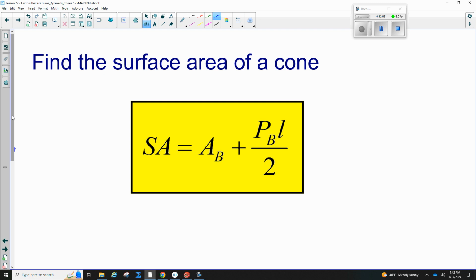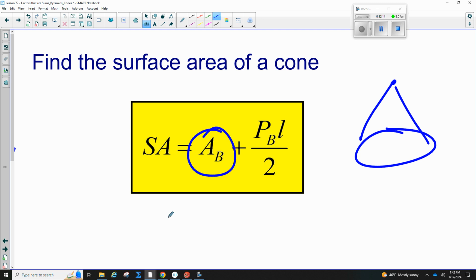So the main difference is if it's a cone, right, it looks like this. The area of the base is going to be what formula? Pi r squared, because it's a circle, okay? And the perimeter of the base is going to be what formula? Pi d or 2 pi r. I would do 2 pi r because the 2's will cancel. It's nicer. All right, so let's try one.